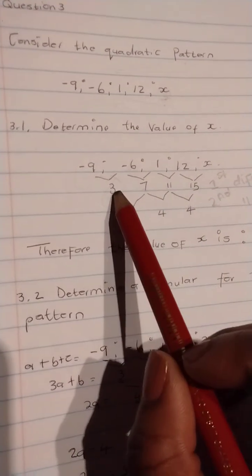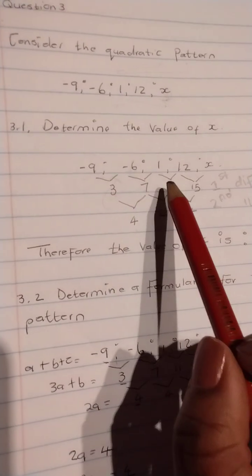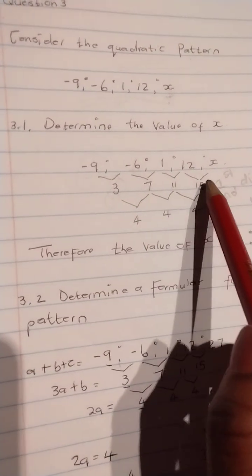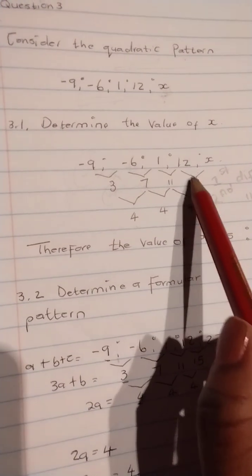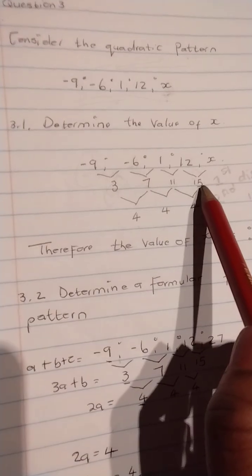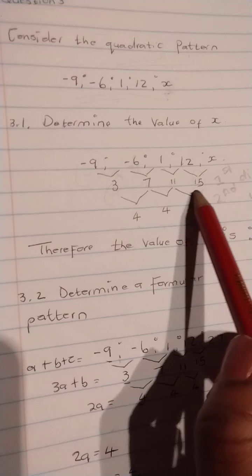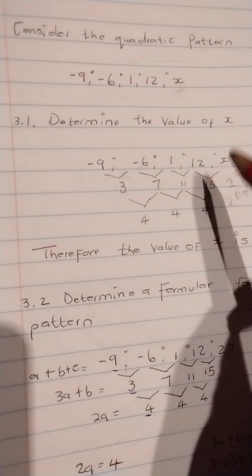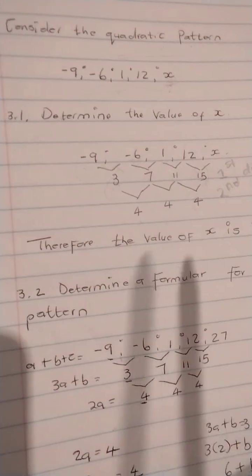Okay, so we know that the difference between those two must be 4. And then the difference between 11 and 7 must be 4, and the difference between 11 and an unknown number right here must be 4. So the number that must be here is 15, because when we say 4 plus 11, we get 15, meaning 15 minus 11 will give us a 4. That's why our value right here is 15, right? Okay.